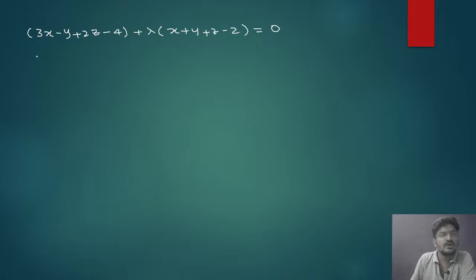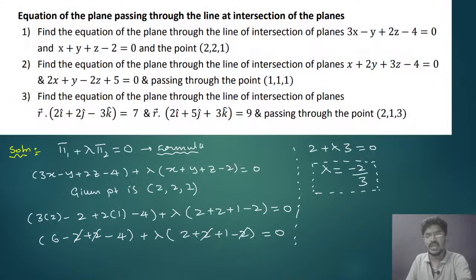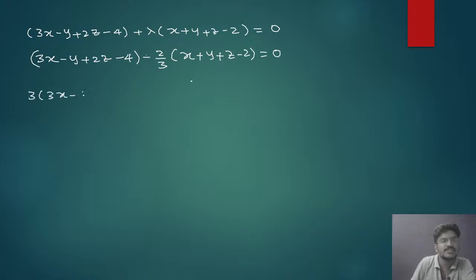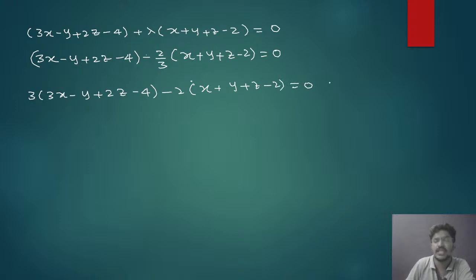So that is now 3x minus y plus 2z minus 4. Lambda value is how much? Lambda value is minus 2 by 3. Minus 2 by 3 into x plus y plus z minus 2 equal to 0. So here you have to take LCM and you have to simplify. If I take LCM, it is 3 times of 3x minus y plus 2z minus 4 minus 2 times of x plus y plus z minus 2 will be equal to 0. The complete term will be divided by 3. You take that on LHS, 3 into 0 will be 0. So therefore, take LCM and you simplify it.